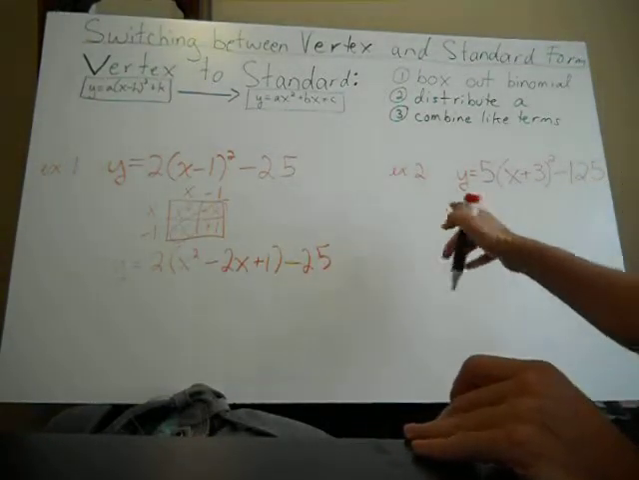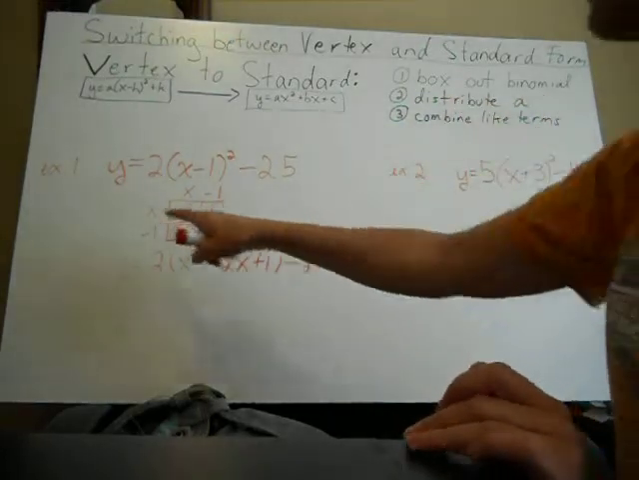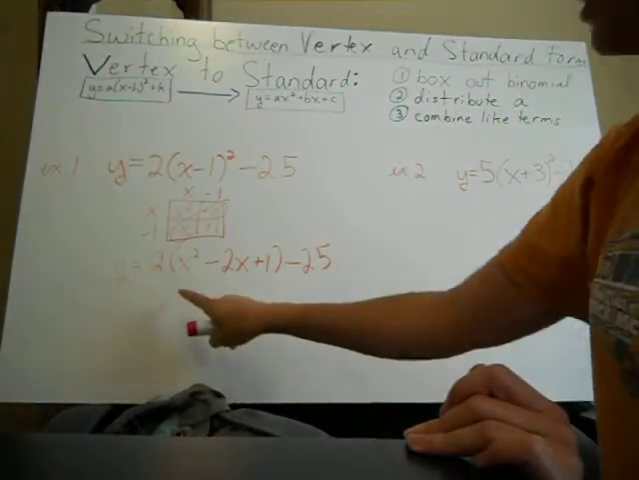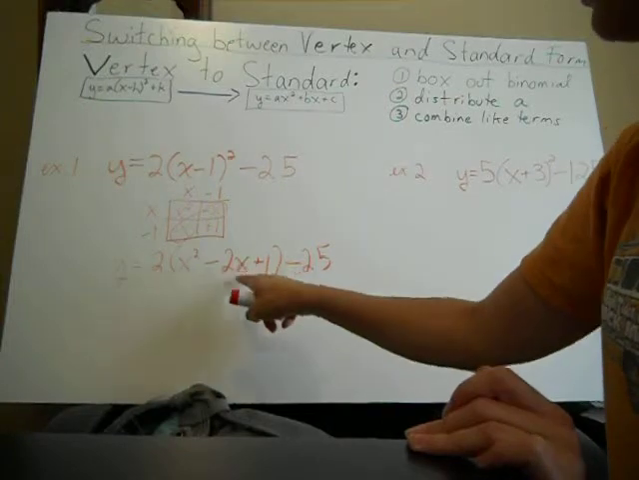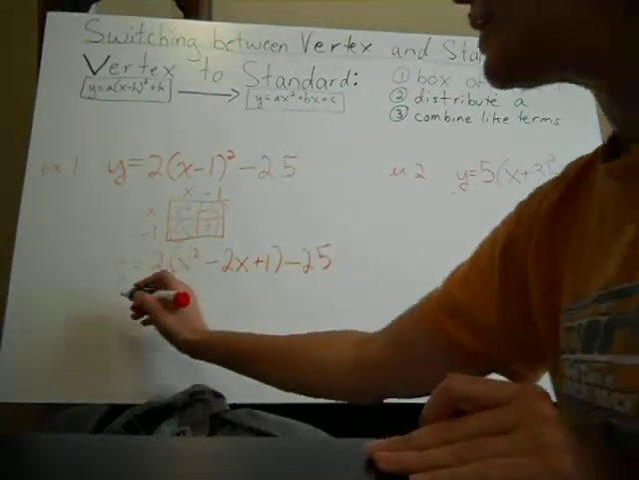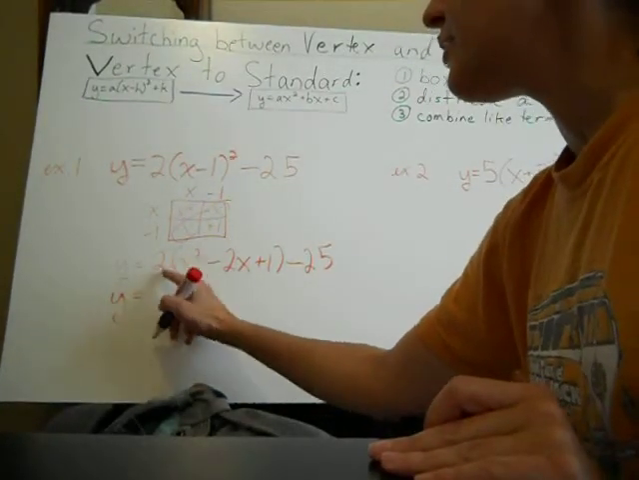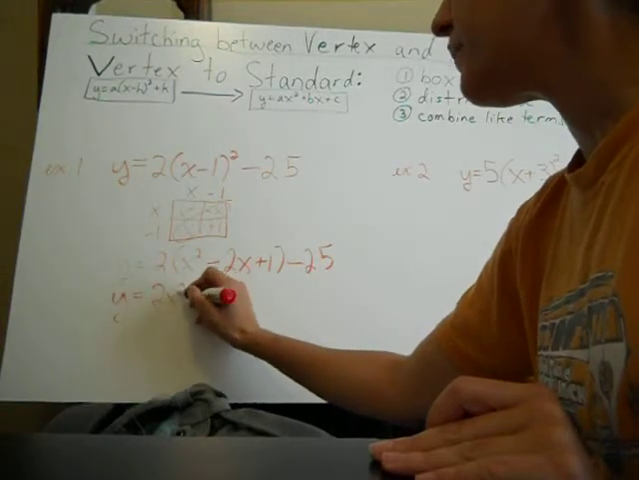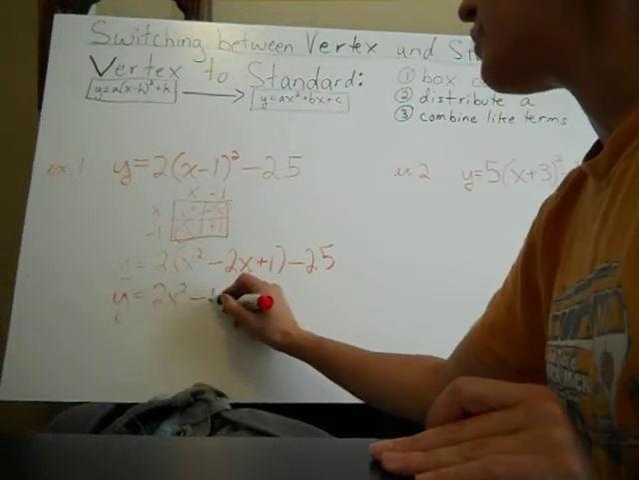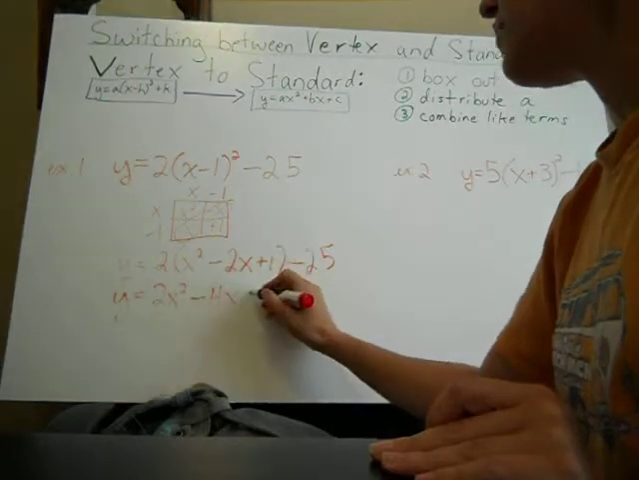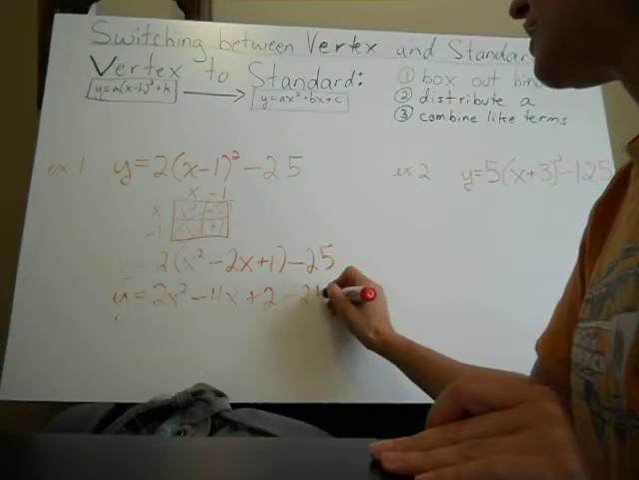Your next step then is to distribute a, and a is the number that's in front of the parentheses. So next I'm going to distribute the 2 to every single term in the parentheses. So that becomes 2x squared minus 4x plus 2 minus 25.